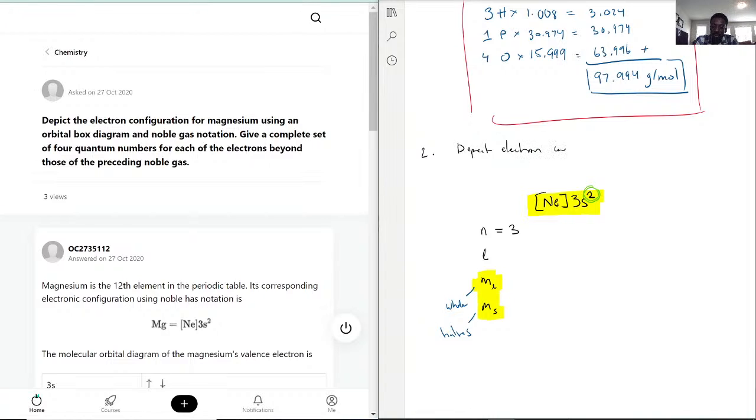electron configuration of magnesium. You just say magnesium, so that's Mg, using orbital notation, which we've done right there, with noble gas. Okay, and give quantum numbers for electrons. Numbers for valence electrons.